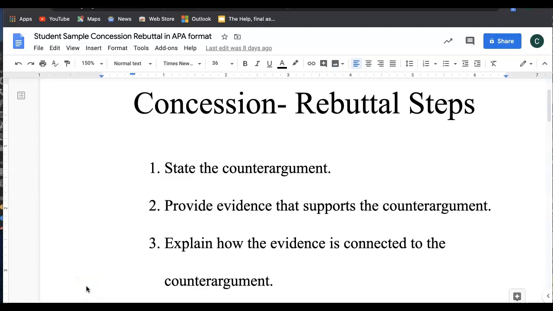All right, so we've gone over different components of an argumentative essay, and today I'm going to dive into a little bit more information and examples of how to do a concession rebuttal paragraph, because that is going to be the focus of our assignment that is upcoming for our argumentative review.